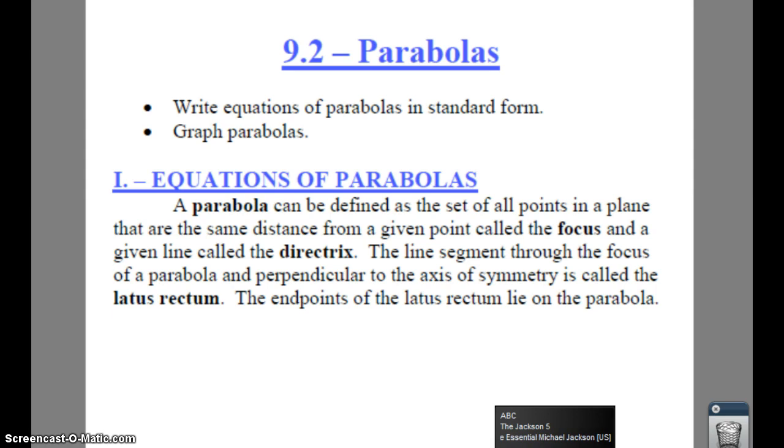Parabolas on the x and the y, but not z. Oh, sweet action. How about some 9-2 parabolas?